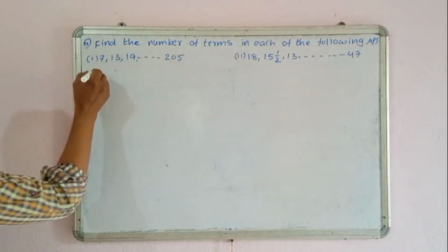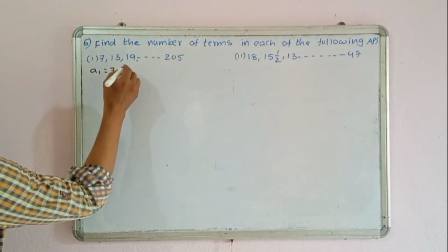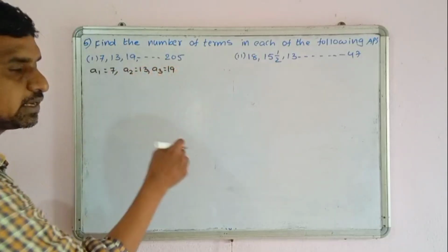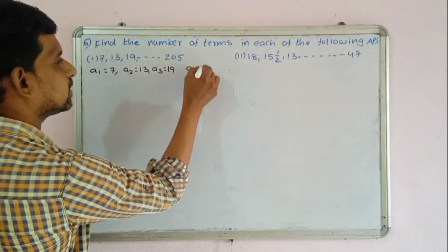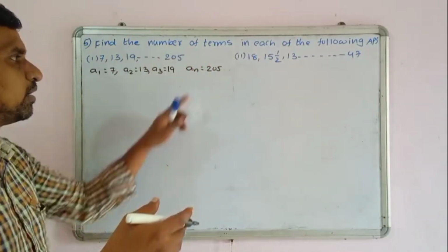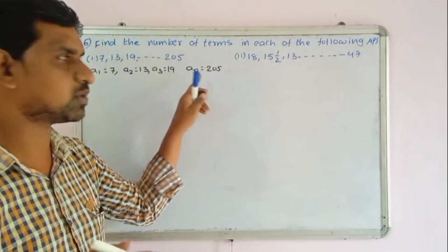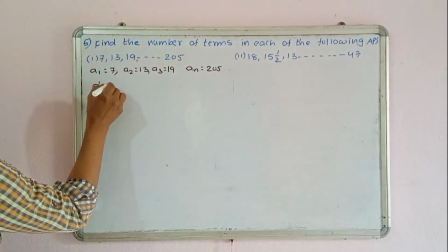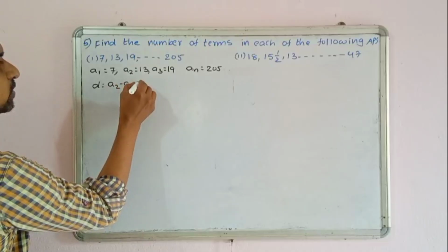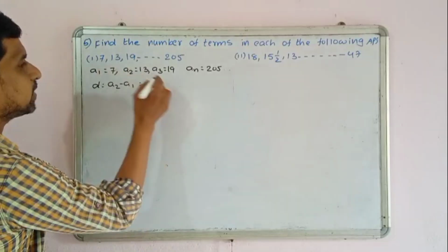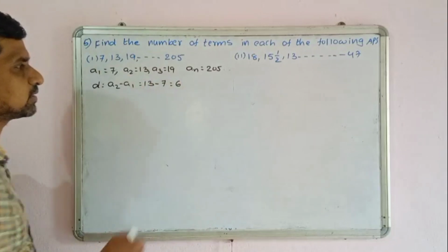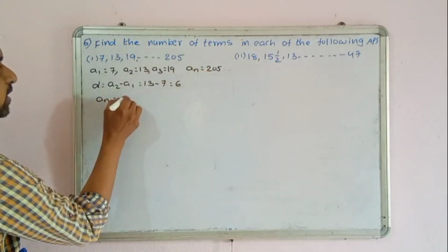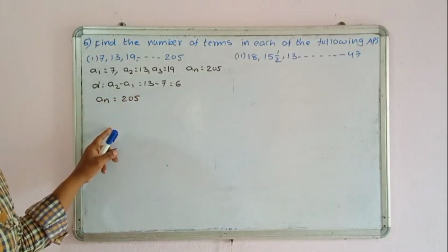So first, a1 equals 7, a2 is 13, a3 is 19. So this is the value, an equals 205. I don't know how many terms. What is the value of n here? So first find the common difference. D equals a2 minus a1. So a2 is 13, a1 is 7. That is 6. 13 minus 7 is 6. Now an equals 205. Now we will find the value of n.